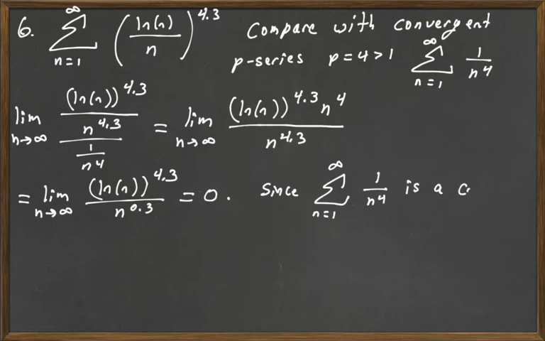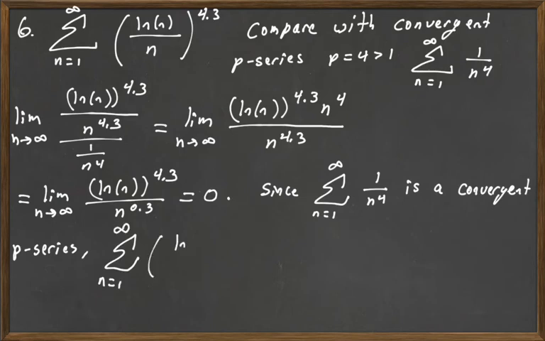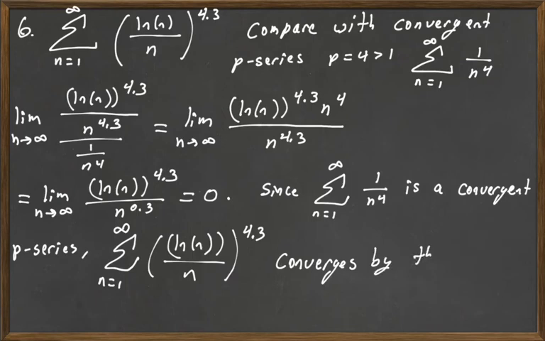So since the sum n equals 1 to infinity of 1 over n to the fourth is a convergent p-series, the sum n equals 1 to infinity of the natural log of n over n to the 4.3 converges by the limit comparison test.